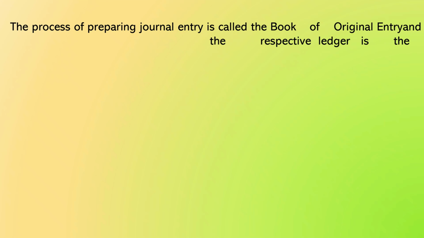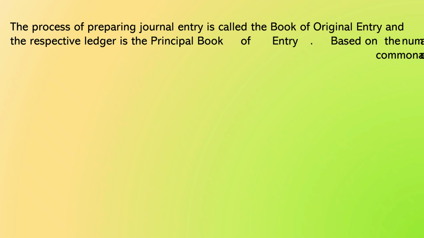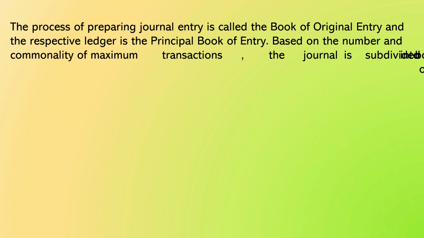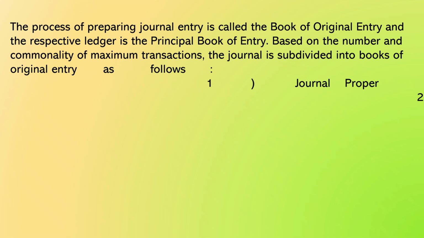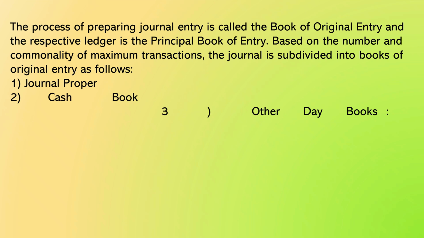The process of preparing a journal entry is called the book of original entry, and the respective ledger is the principal book of entry. Based on the number and commonality of maximum transactions, the journal is subdivided into books of original entry as follows: 1. Journal proper. 2. Cash book. 3. Other day books.